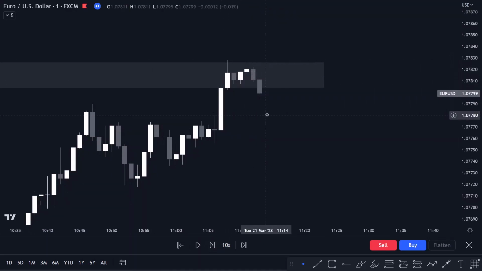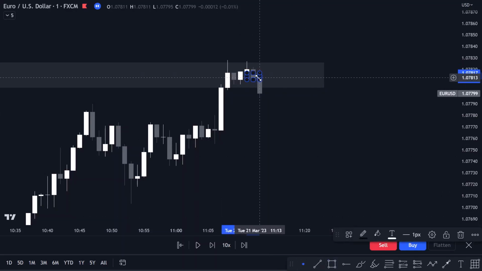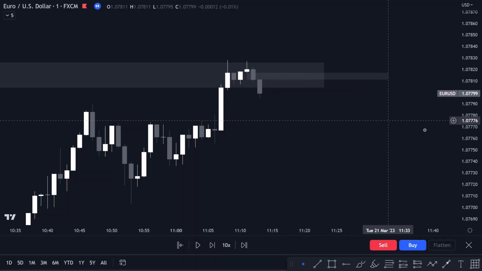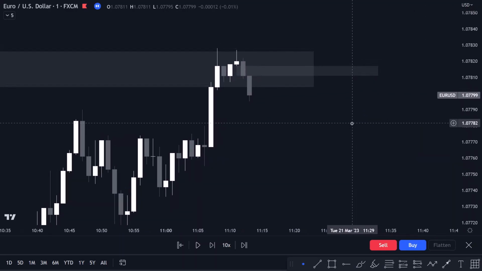So as per my rule, my flexible rule, I could enter on this fair value gap, but my A+ setup doesn't allow me to. I do have some rules that take me from 100% to 90 or 80%, but today I decided not to.